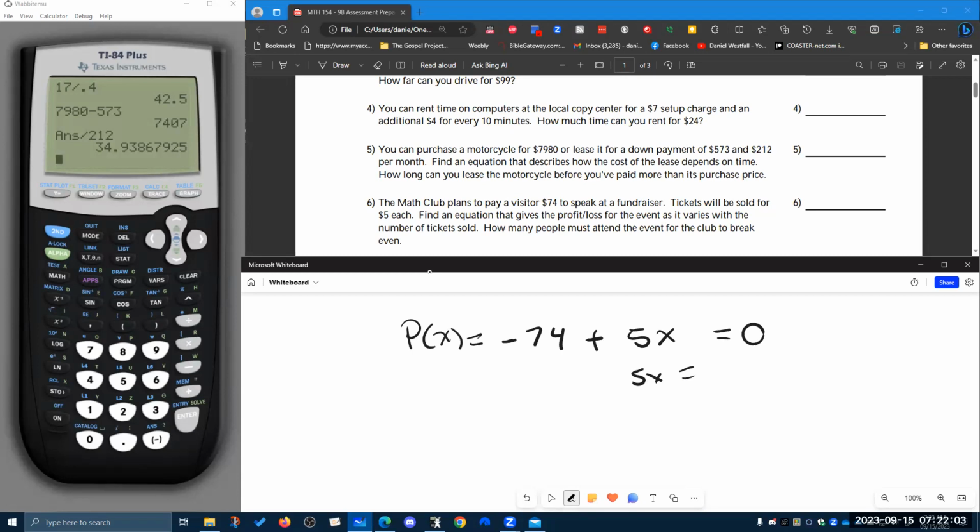So 5x equals 74. So x is going to be 14 and 4/5. So we need to always round up in this situation because we need to sell the next ticket to make enough to pay for the cost of the speaker completely. So we need to round up to 15. We need to sell 15 tickets.